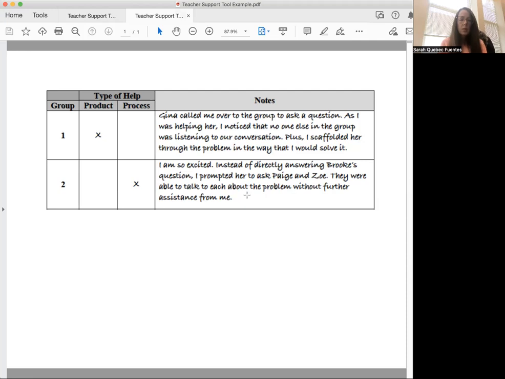Using process help talk moves, like Mr. Warren did in the second scenario, will help us foster small group talk. Next, in phase two, we will learn about specific process help talk moves that you can use to promote small group student-to-student discourse.